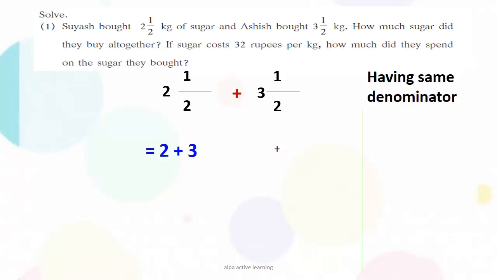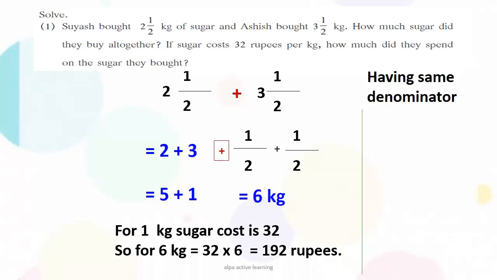Tell me children, half plus half is how much? It is 1, right? So 2 plus 3, 5 plus 1, 6. So altogether 6 kg sugar they bought. Now we know cost of 1 kg sugar is 32. So for 6 kg, 32 into 6 is 192 rupees.